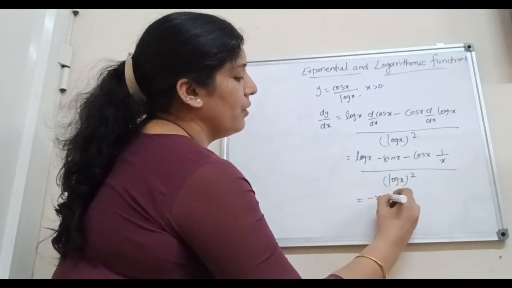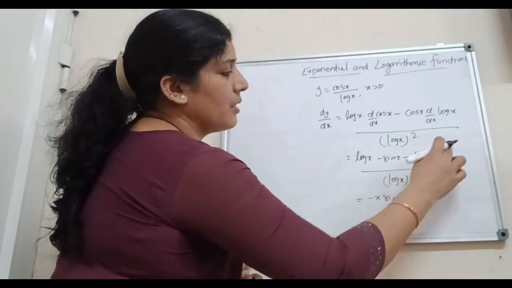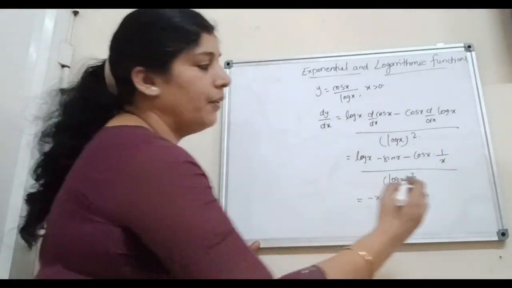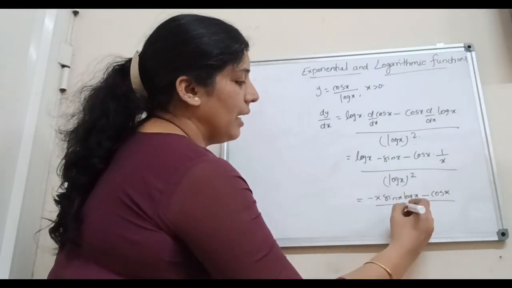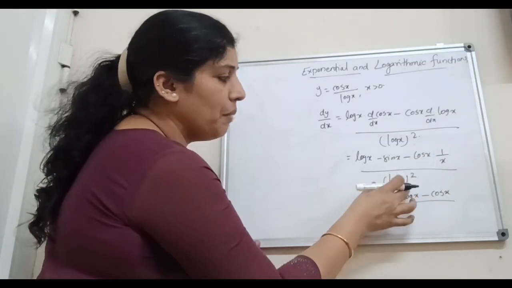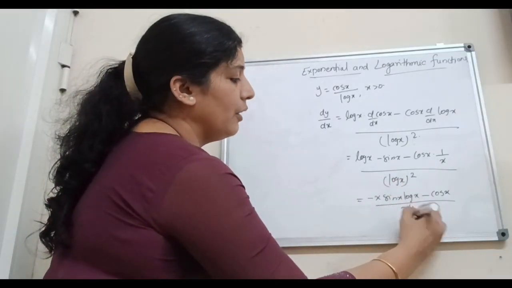Minus x into sin x log x, then minus x into cos x into 1 by x. Therefore, x will be cancelled there. Therefore, it is equal to minus cos x only, divided by the denominator x, then divided by log x whole square. Therefore, again log x whole square on the denominator.